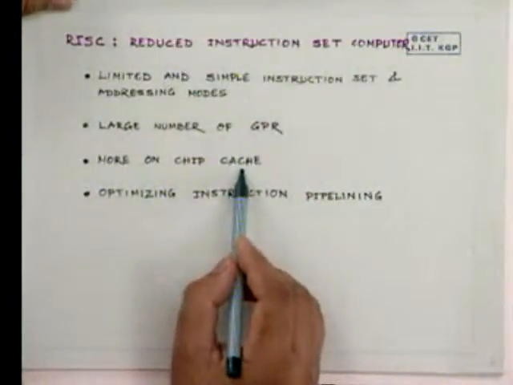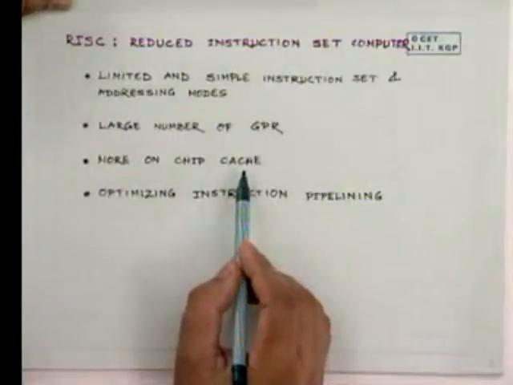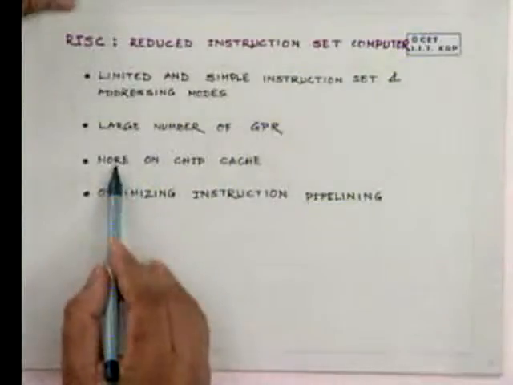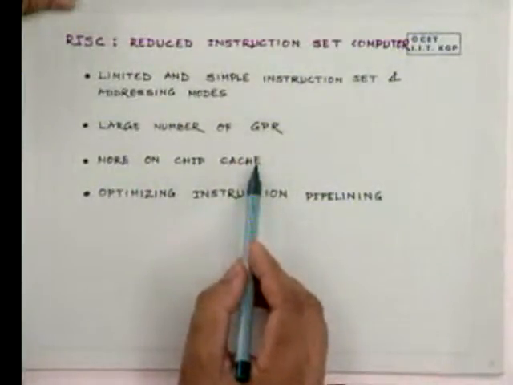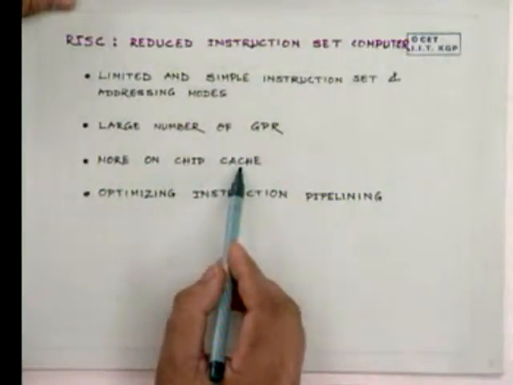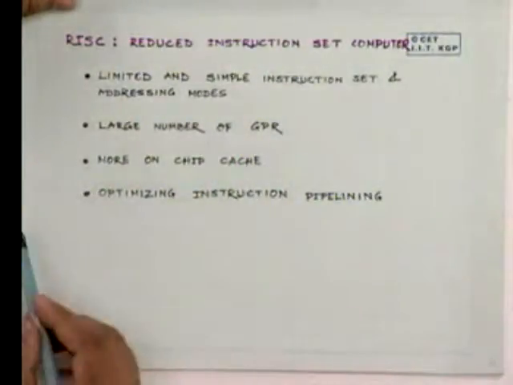Also, more on-chip cache can be incorporated. By cache we mean a memory within the CPU that acts as an intermediary between the main memory and the CPU. A portion of the program or the data can be prefetched and kept in the cache, and the CPU need not go every time to the main memory to get either instructions or data. So with more on-chip cache, you can execute an instruction much faster.